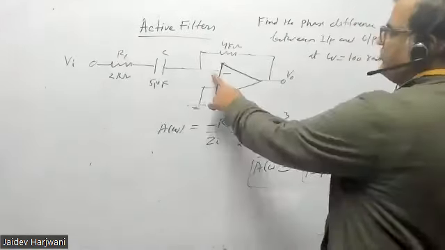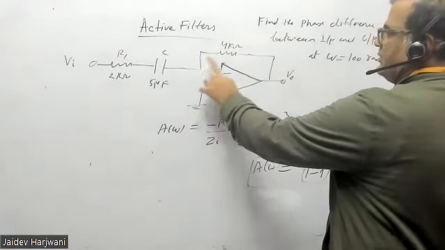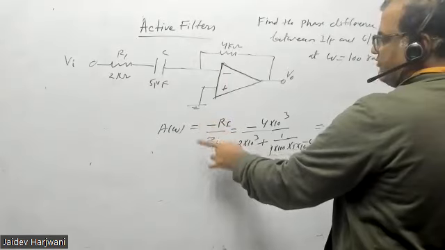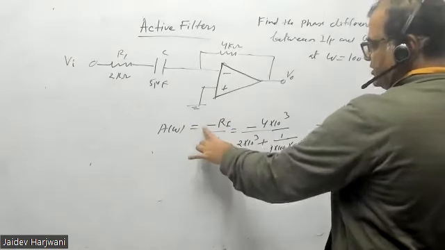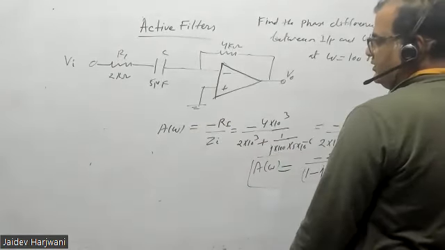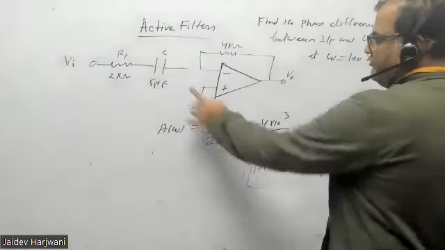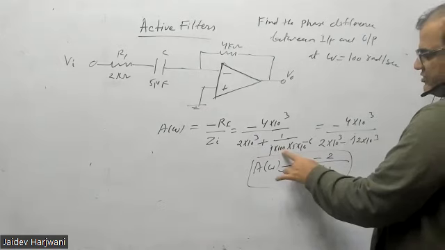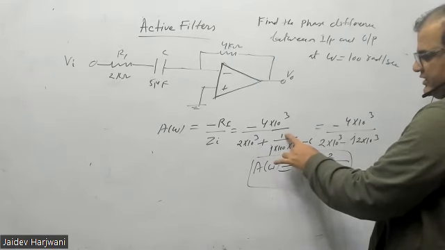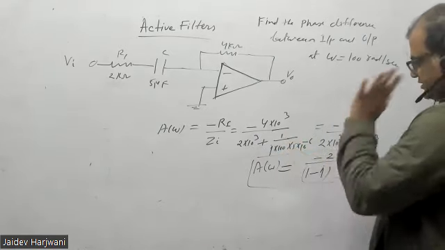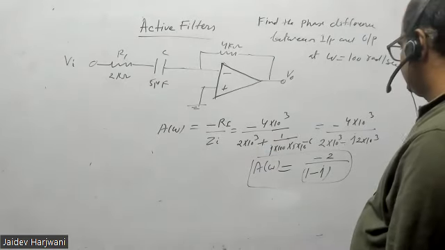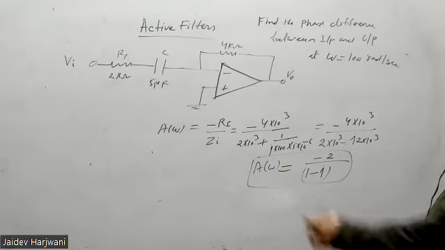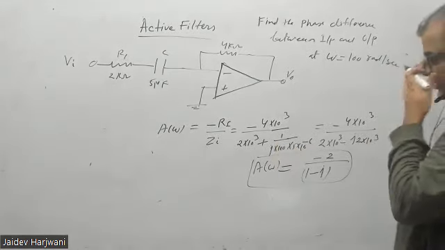Okay. The inverting configuration formula, V naught formula, is what? Minus RF upon R1 into V input is the gain. So this is RF, 4 kilo ohm, and R1 value 2 kilo ohm, and 1 by j omega C I have written like this: 10 raised to power 4 divided by 5. Correct. I multiply this by j, and this is correct. So this is the formula.